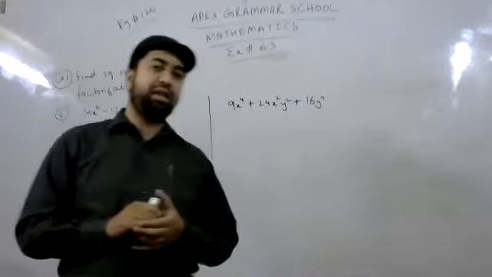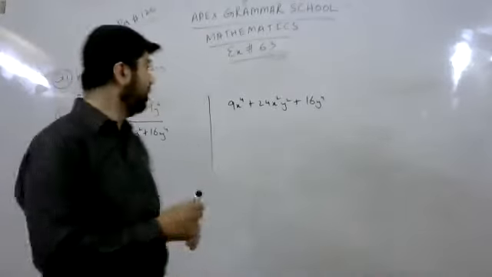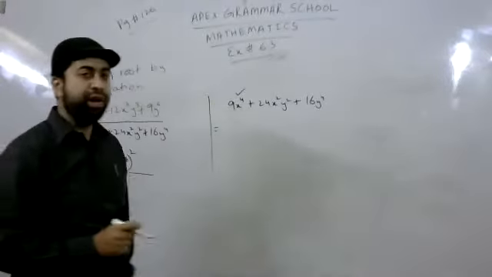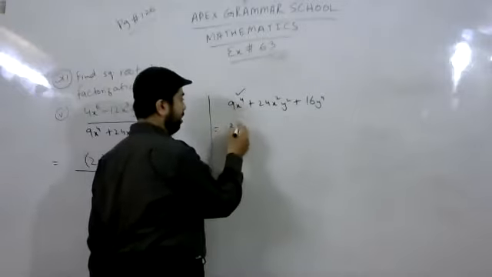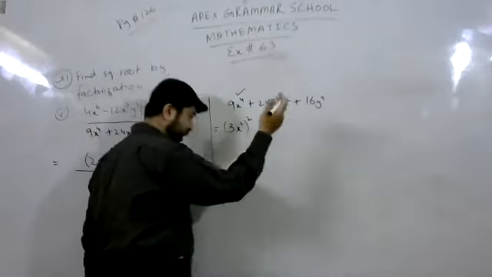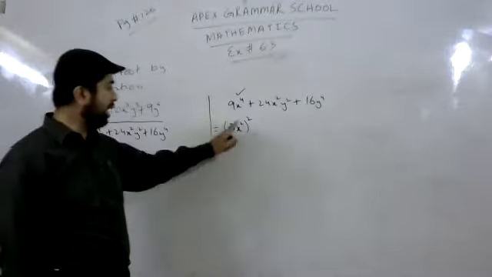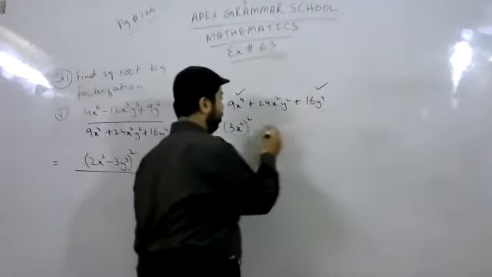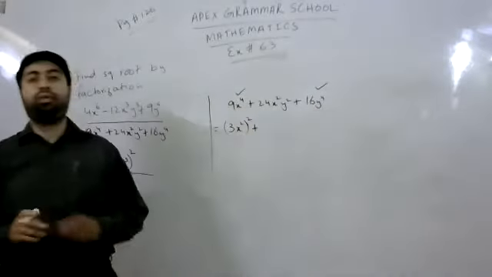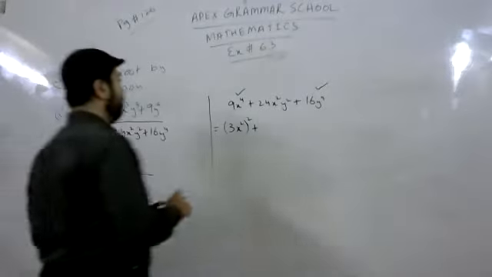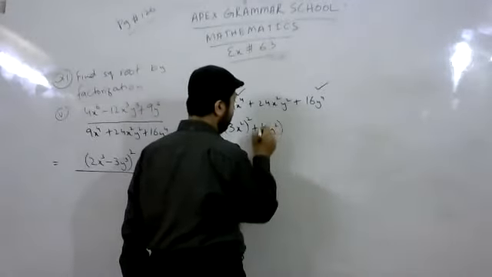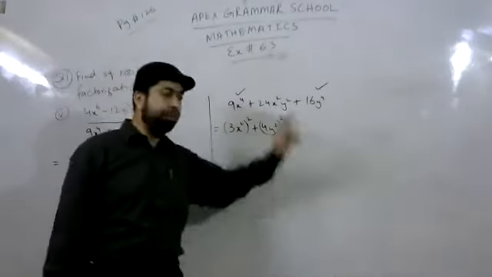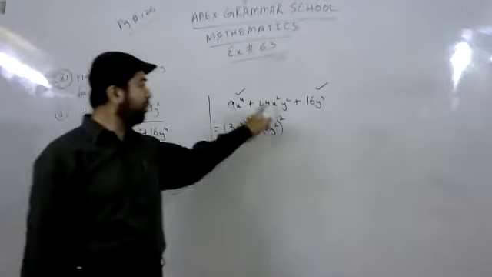So for that verification, again we need two positive squares. First is 9x to the power 4. 9 is the square of 3. So 3x square square, this is a square. Another square is 16y to the power 4. 16 is the square of 4. So we can write it as 4y square square. This is b square. We are done with a square plus b square. And we are left with 24x square y square.